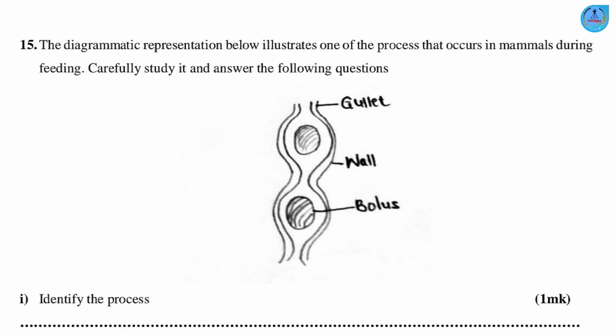Question number 15. The diagrammatic representation below illustrates one of the processes that occurs in mammals during feeding. Carefully study it and answer the questions that follow. Okay, so we have the gullet. So the gullet is another name for the esophagus. And we have a bolus, okay, actually two boluses there moving across. So Roman number 1, identify the process. This, of course, is peristalsis.